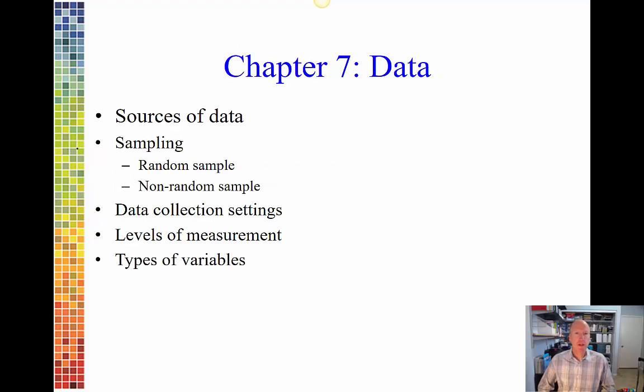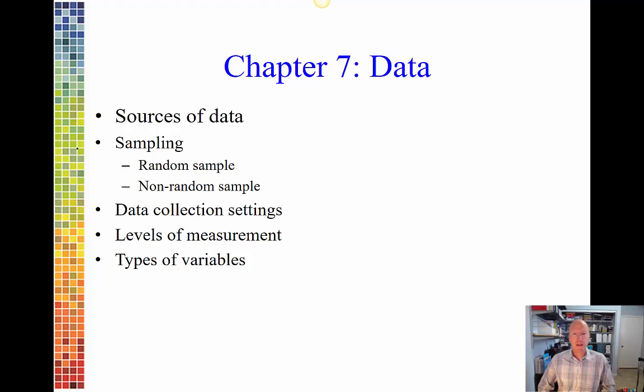Then moving on to Chapter 7 on data, we'll talk about the different sources of data. So this could be from survey research, observation, experimentation. We'll talk about sampling. So once you've defined your population, how would you sample from that population? And there are different random and non-random techniques for doing that.